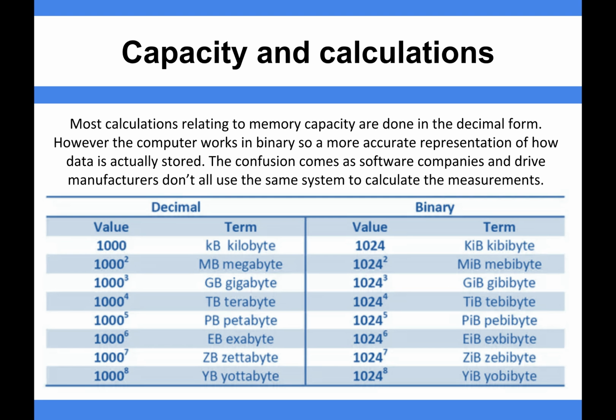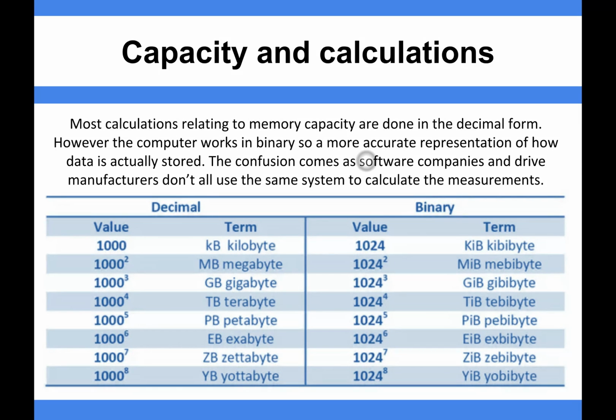Okay, so capacity and calculation. Most calculations relating to memory capacity are done in decimal form. Most of the ones you have to do in the exams are done in decimal form. So you start with a certain amount of bytes, then you divide by 1,000 and you'll get kilobytes. Divide by 1,000 again to get megabytes.